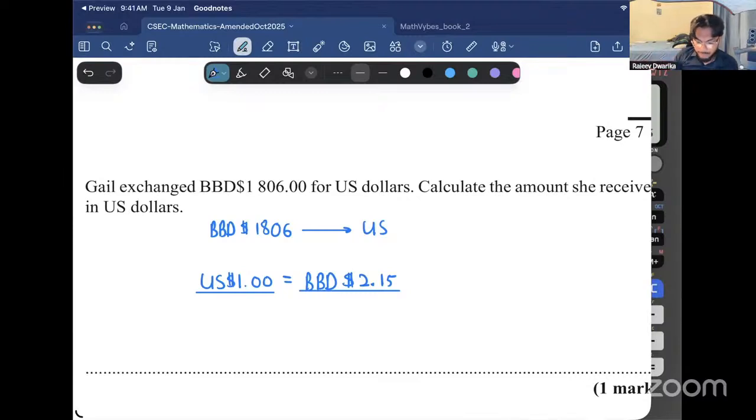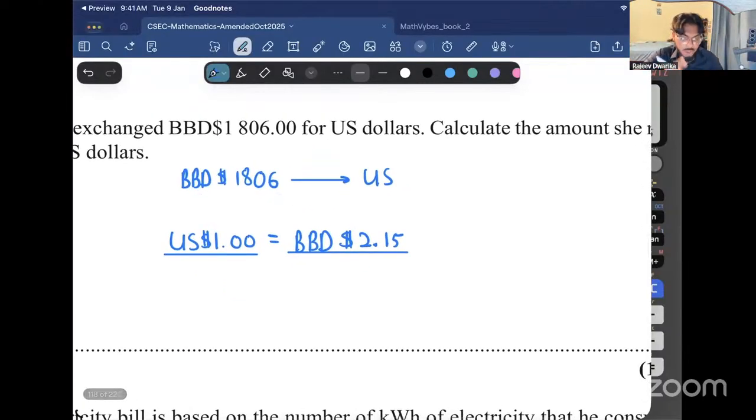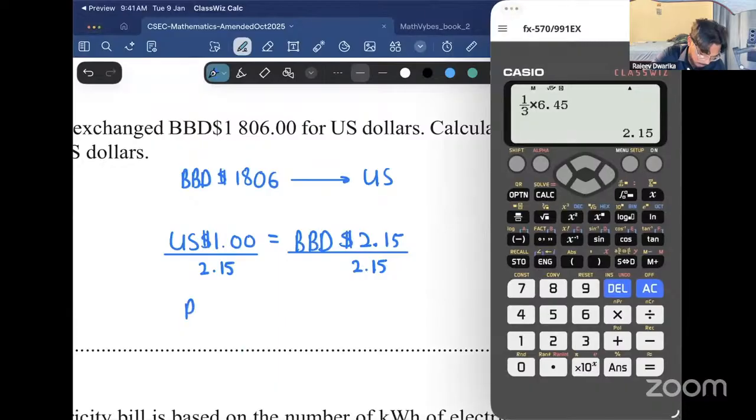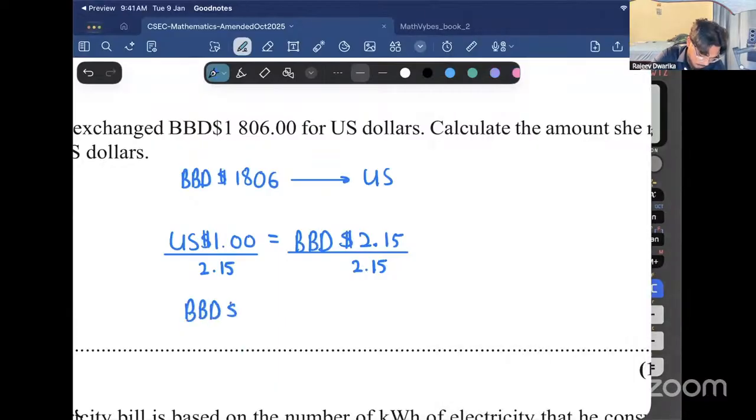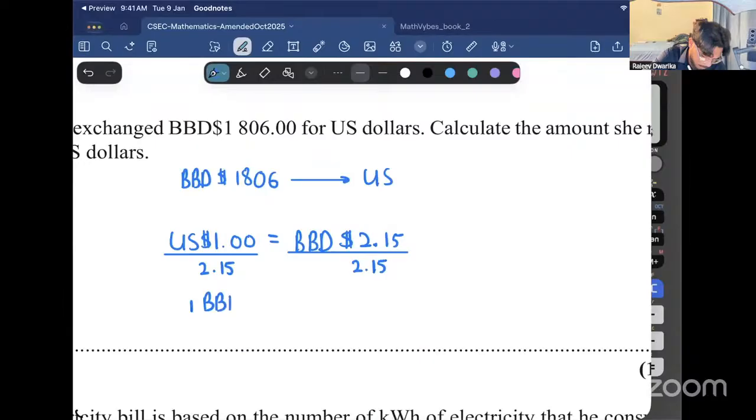Now let me show you full working. So here, if I want to find for 1 BBD, I would divide both sides by 2.15. So if I do that, 1 BBD, I just gotta drop the money for now. I just gotta say 1 BBD. That's going to be equal to 1 over 2.15 US.